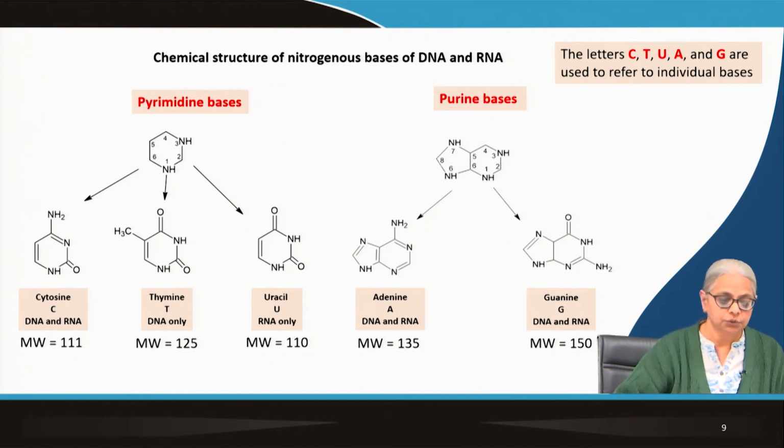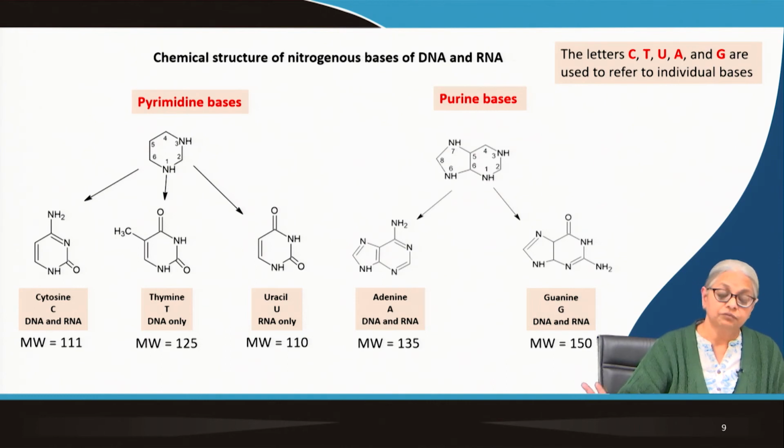We'll come back to this issue later. So these are the letters C, T, U, A and G that refer to the individual bases. So you might say that the genetic code of all living organisms on the planet, as far as we know, is based on these 5 letters. So the alphabet that nature is using is not very diverse.